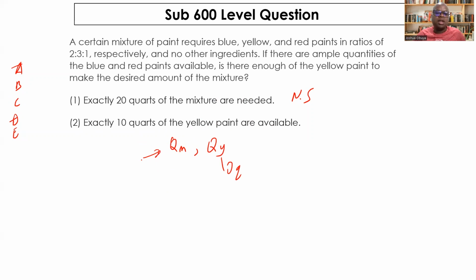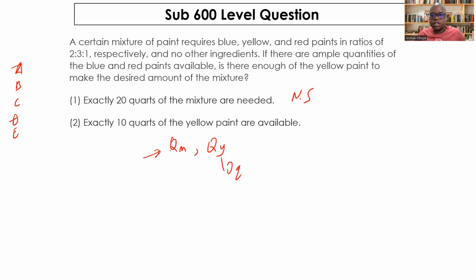We don't know. Yet you have enough of the red and blue, that's what you've been told. We have not been told how much you have of the whole mixture. So the second statement only tells us that we have 10 quarts of yellow paint, but you don't know the mixture. What if the mixture has more than half? It could be yes. What if the mixture has less than half? It could be no.